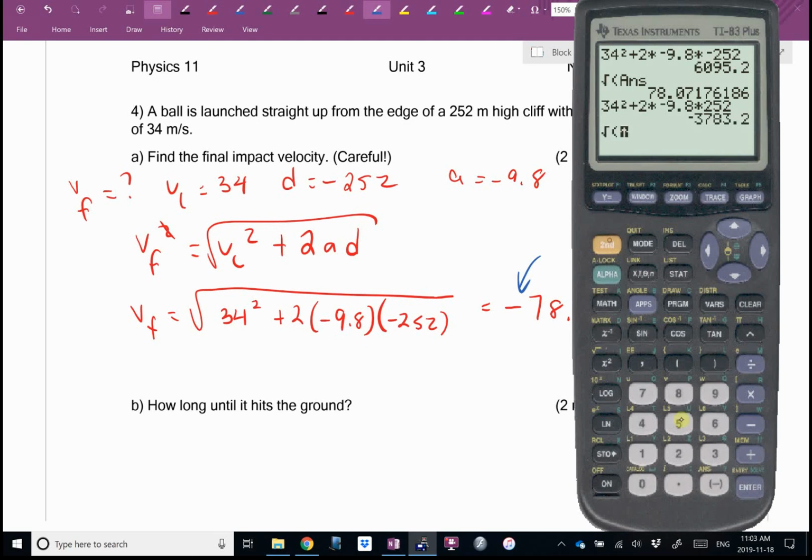You would get negative 3,783.2. And when you try to square root that, I love it. My calculator actually says non-real answer. I like to think that my calculator is saying, dude, get real. And the reason is I've told my calculator I'm accelerating down, but ended up above where I started. My calculator is saying that can't be in the real universe. So I got an error.